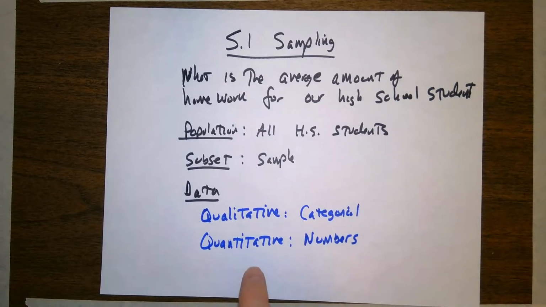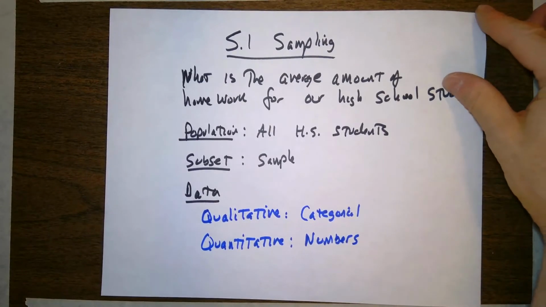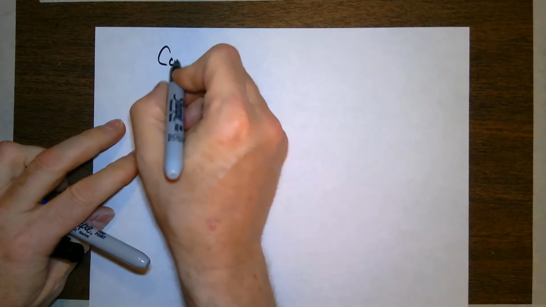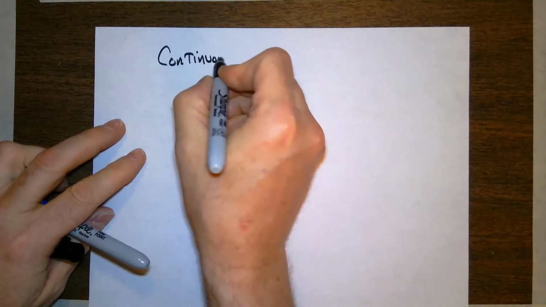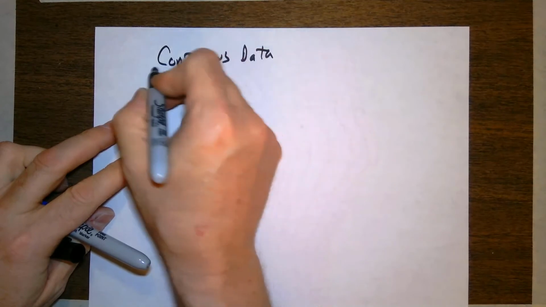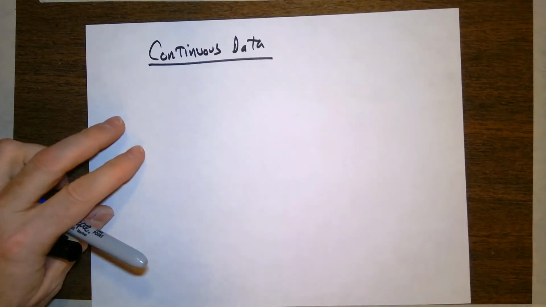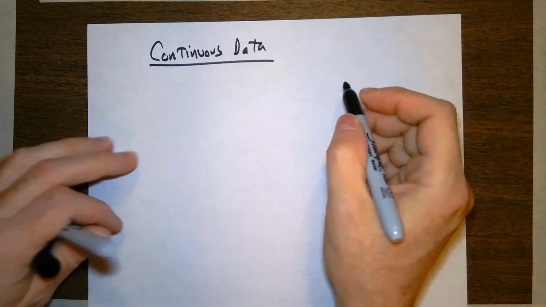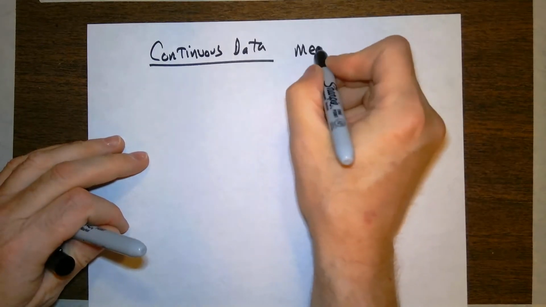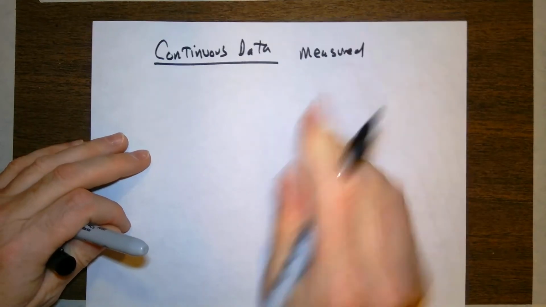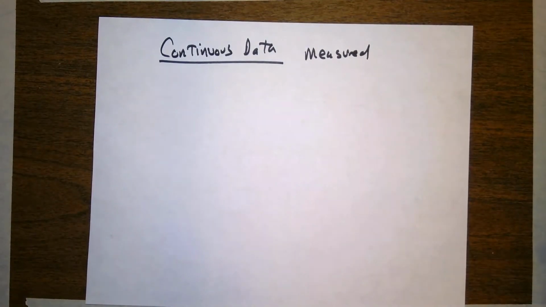Now, this quantitative data could be discrete or continuous. All right, let's talk about those two words. First, continuous data. Continuous data describes quantities that are measured, such as height or weight or age or the number of minutes that you're doing homework.